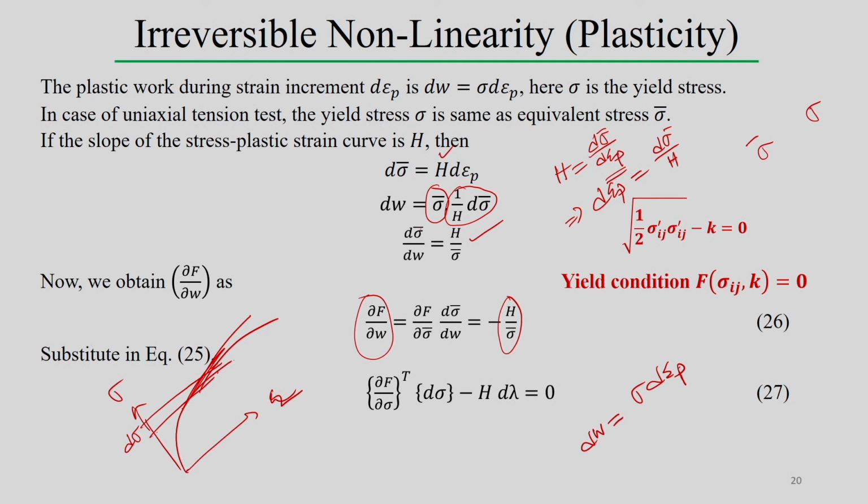Now, we have seen that the yield condition can be represented as equal to K, and finally in that form it can be equal to H.